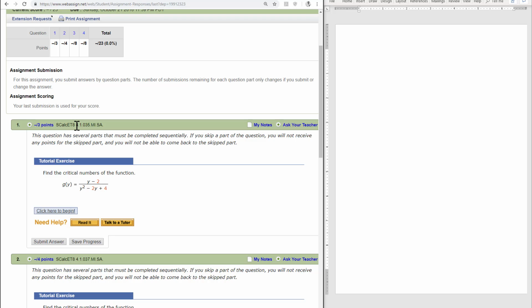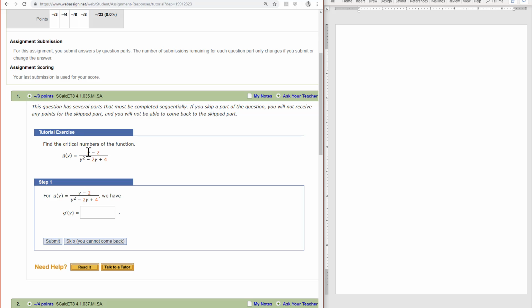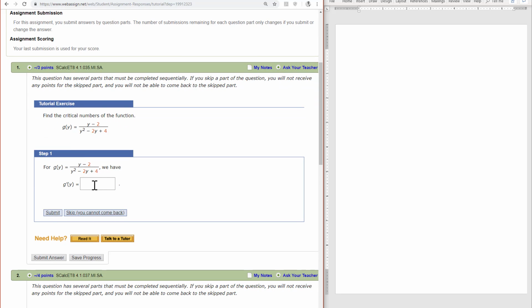This is a lab problem from section 4.1. It says here to find the critical point of the function, and the function is given by g of y is equal to y minus 2 in the numerator and y squared minus 2y plus 4 in the denominator. So what we want to do first is to take the derivative, and the derivative of this is going to be a quotient rule. So let's find the derivative.